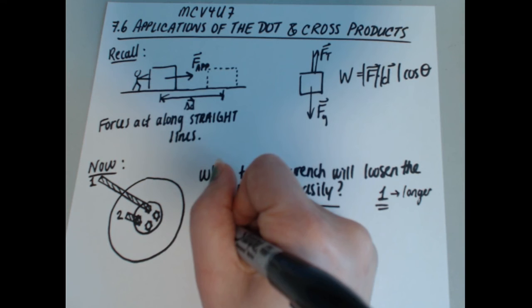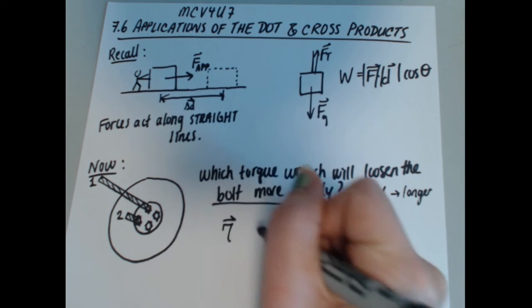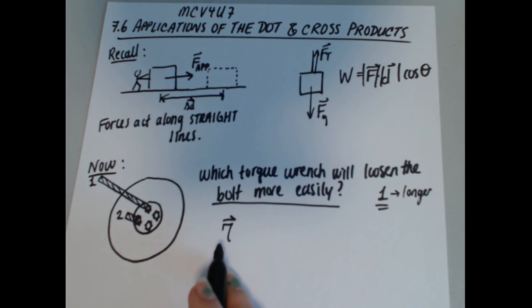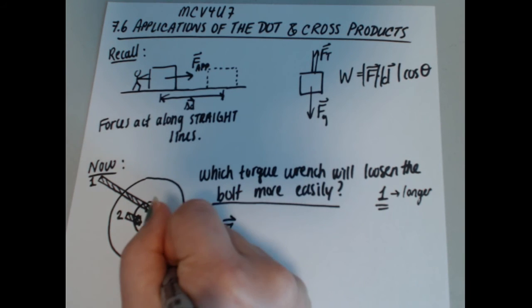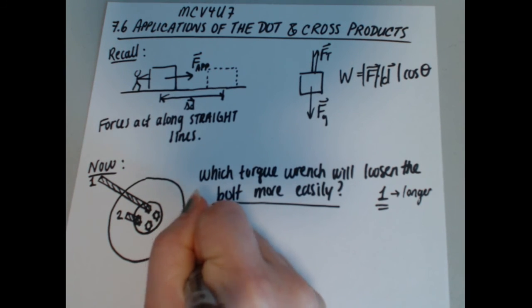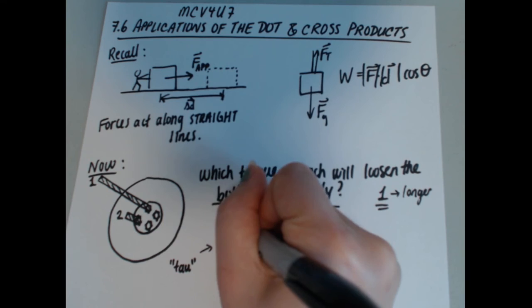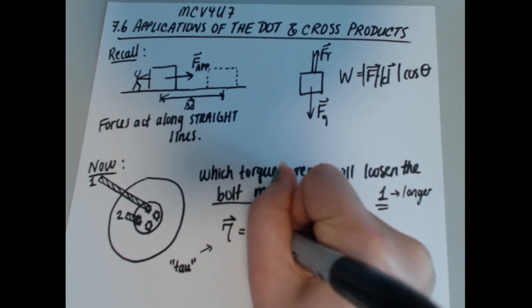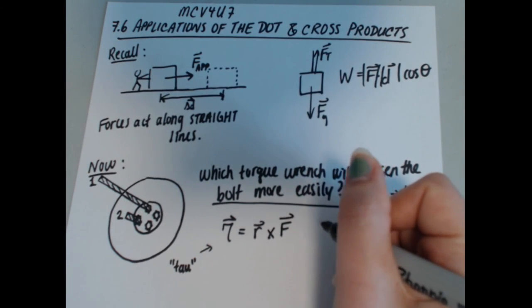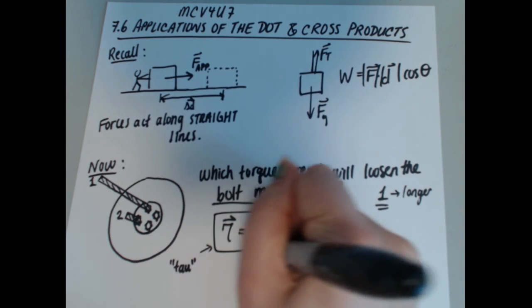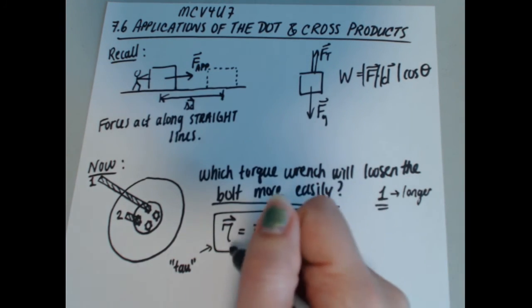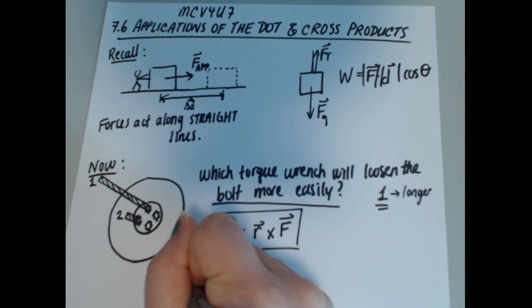So this introduces us to the concept of torque. Okay, so torque is a vector. It's represented by this funky looking letter here. This is the Greek letter tau. Okay, so tau is equal to the cross product of R with F. So R cross F. Okay, so again, tau, this is the torque.